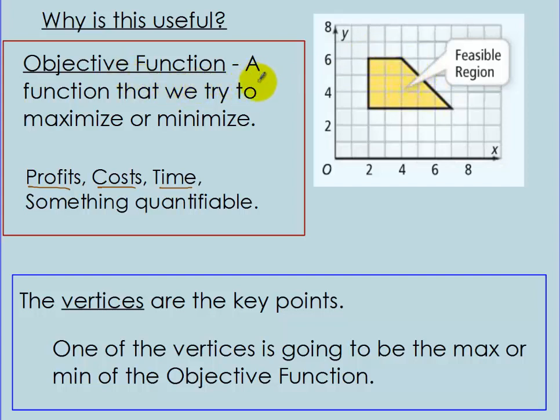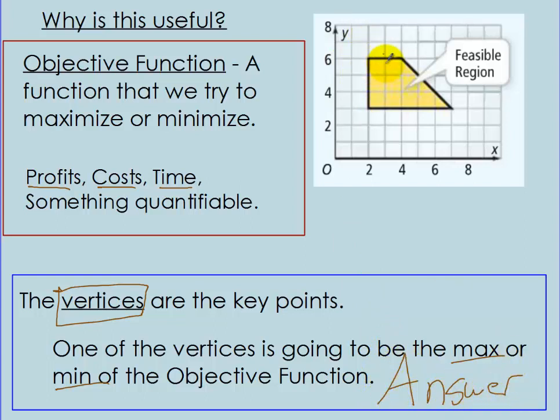So for the objective function, you'll either be given it, or you'll be able to figure it out. Well, what do you actually do with the objective function? The key point of graphing this is to find the vertices. These are the key points of the function. And one of the vertices is going to be the maximum or minimum of the objective function. So one of these vertices is going to be your answer.